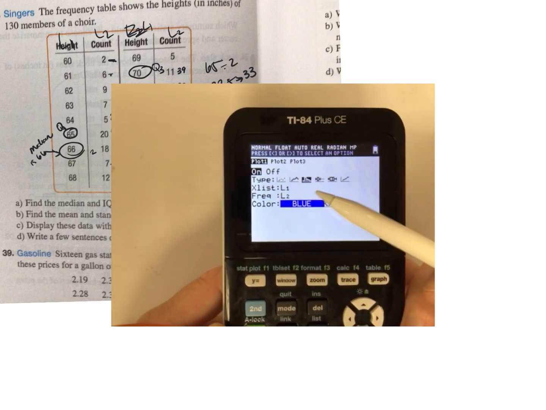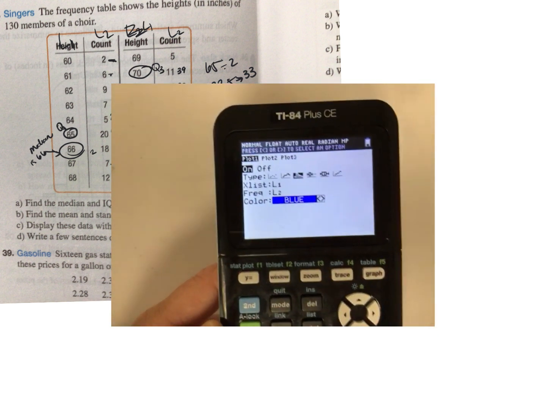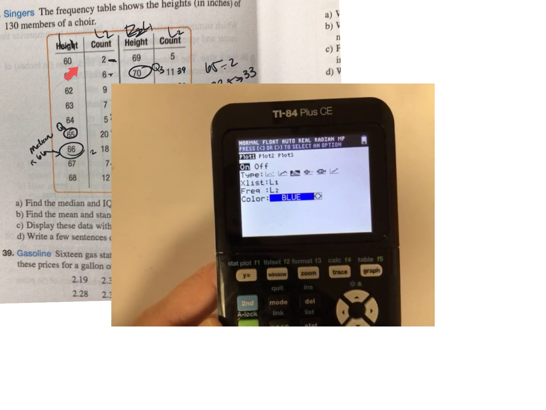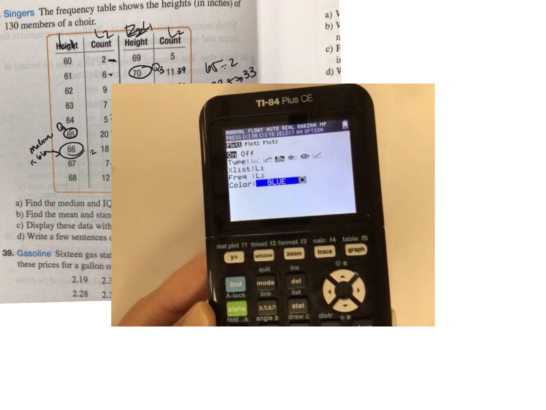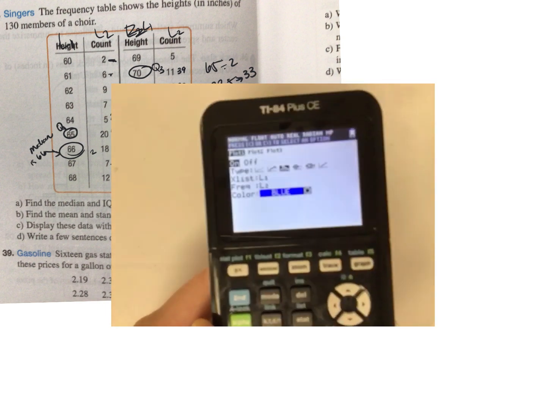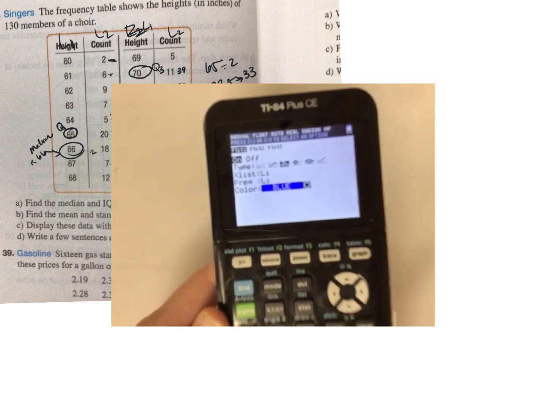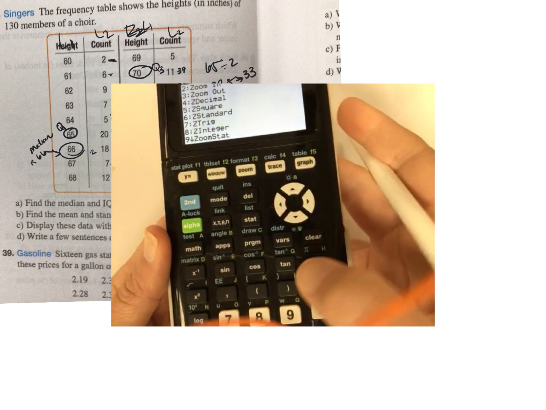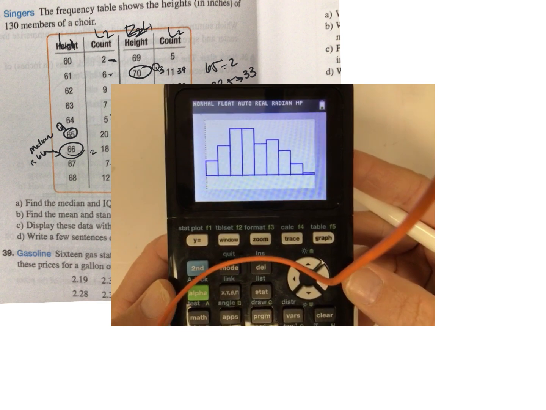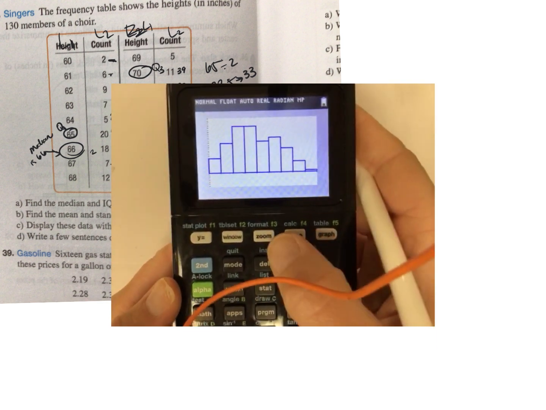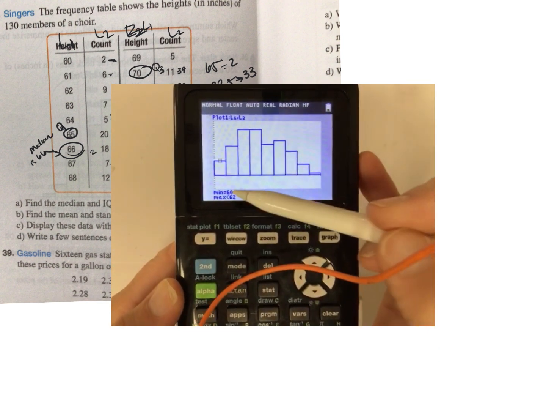If you were to go through and put 60 twice, and then you entered 61 6 times, so you put all 130 values in one list, then your frequency would just be 1. And then we zoom 9 to make a histogram. And remember that you can hit trace. It tells you what the values are.